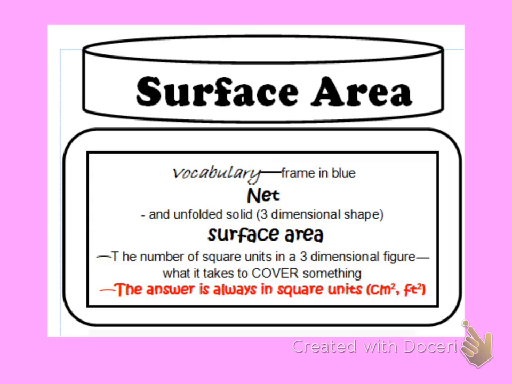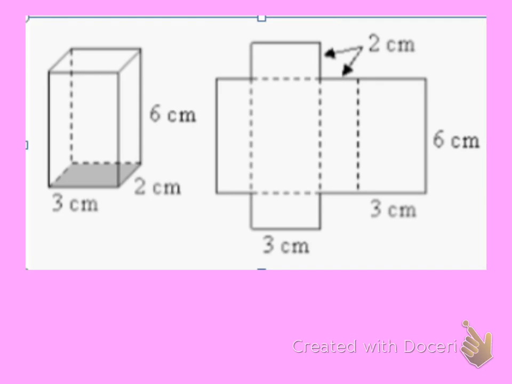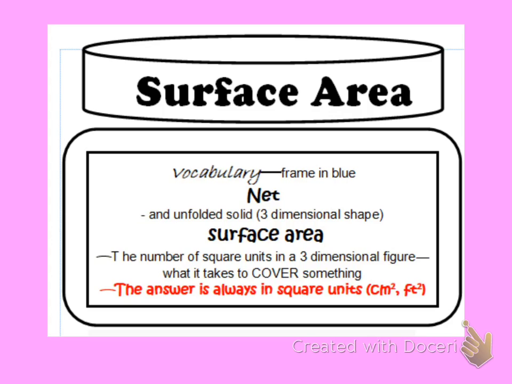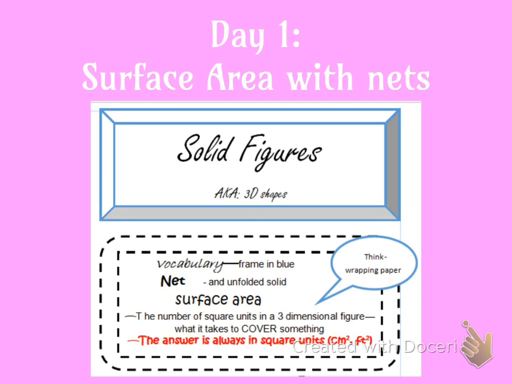And generally this is used to decide, like, if you were going to make boxes or something, how much paper would you need to make the boxes? Or how much cardboard. So it's the number of square units in a three-dimensional figure and what it takes to cover something. Oh, wait a minute. I have a better one of these. Let me come to that. No, I don't. You're right. Here we go. So think wrapping paper.